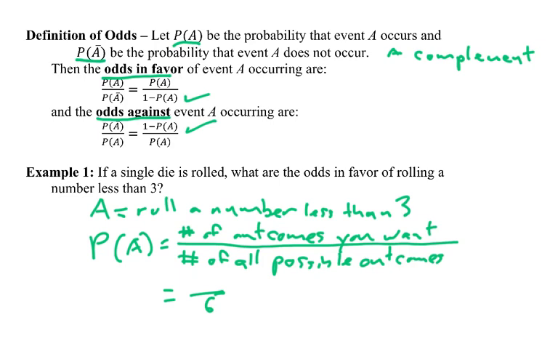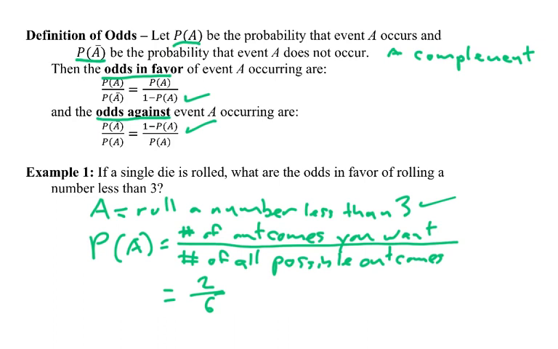And our numerator would be the number of outcomes that meet the description we have, that we want to roll a number less than 3. That means we would roll a 1 or a 2, and there are 2 such outcomes. So the probability of rolling a number less than 3, the probability of A, is 2 over 6. Now, ordinarily I would reduce that fraction, but for reasons that you'll see later, I don't want to do that right now. We'll come back to it though.